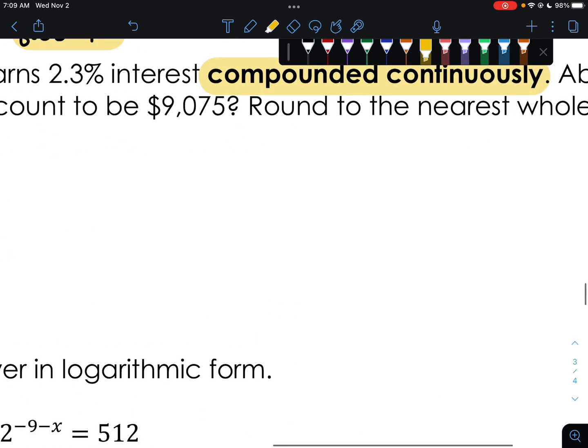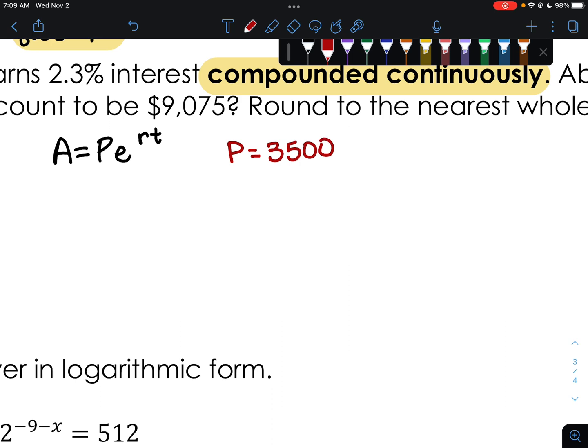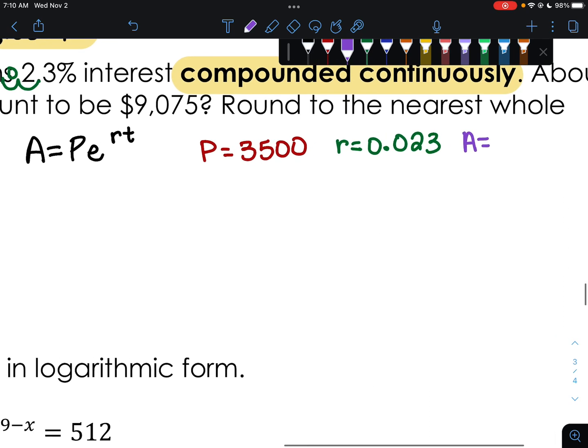So here we go. Because it said compounded continuously, we use A equals P times e to the rt power. We were given P to be 3,500. We were given the rate, okay? And remember, our rate, we have to change to a decimal by moving it 2 places to the left. So our rate was 0.023. And we were also given A, the ending amount, which was $9,075.